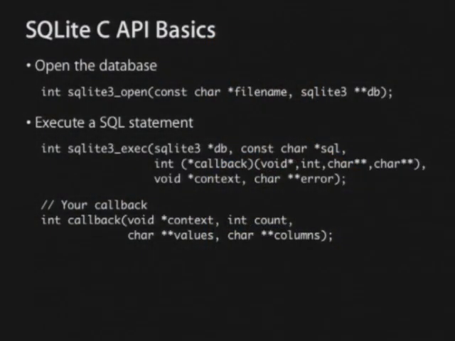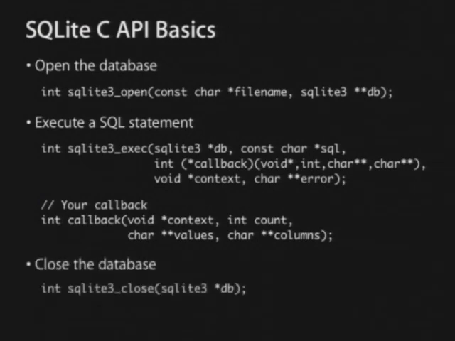So your callback here, that third parameter, is some function which you've defined and specified here, and it takes a generic pointer, which is the context. Maybe you wanted to identify which particular query this callback is coming from, so you specified that in the pointer. It'll give you a count of the number of columns, and a char double star of the values and the column names. And this will be invoked for each row in the result set.